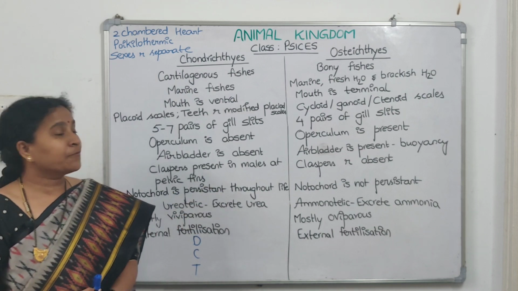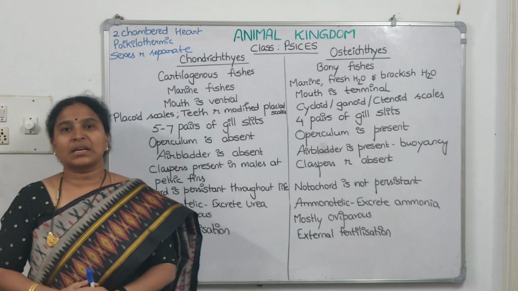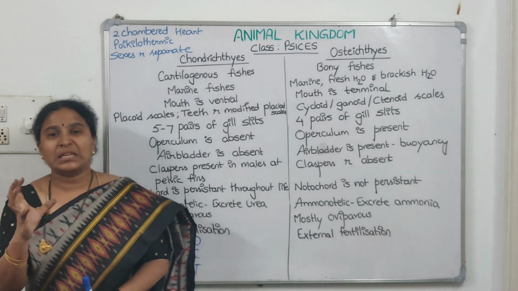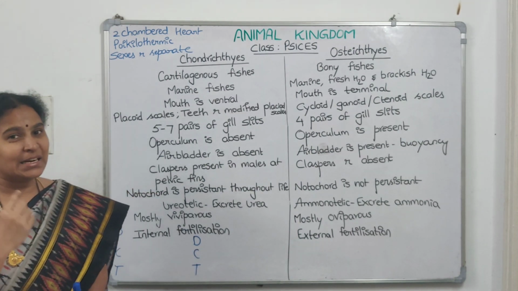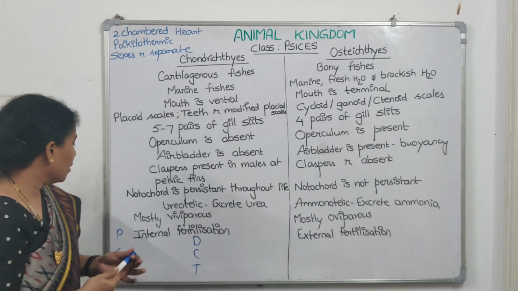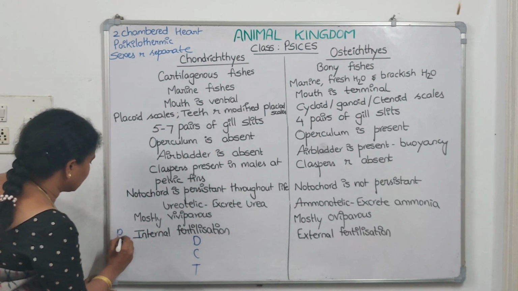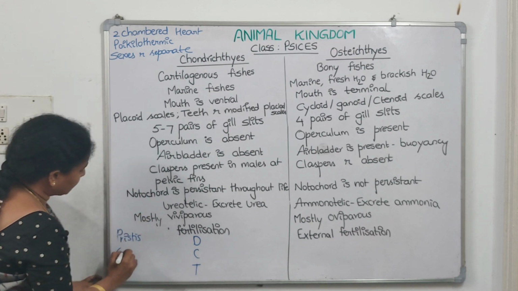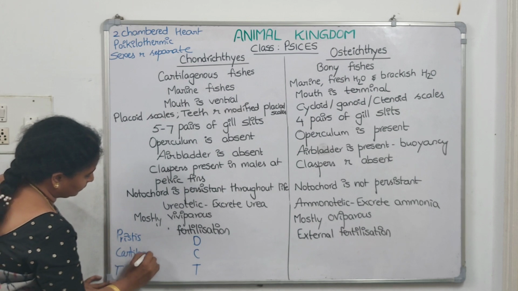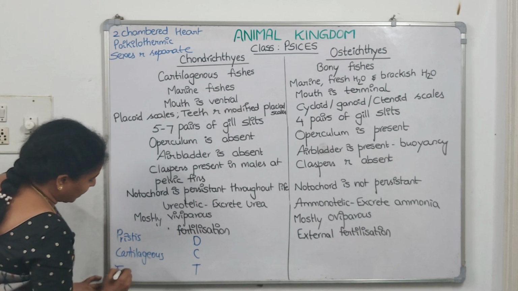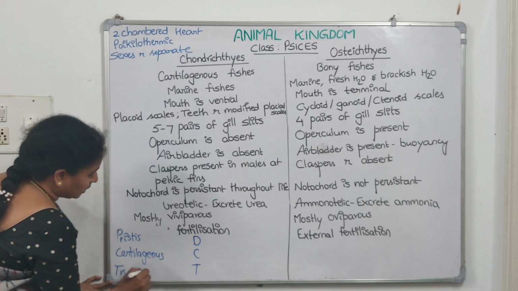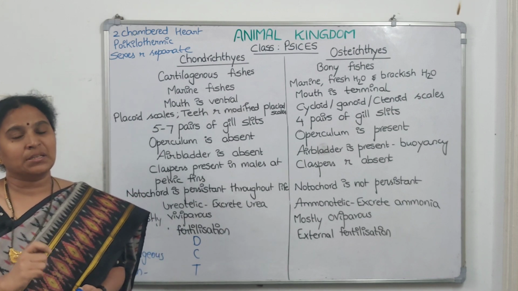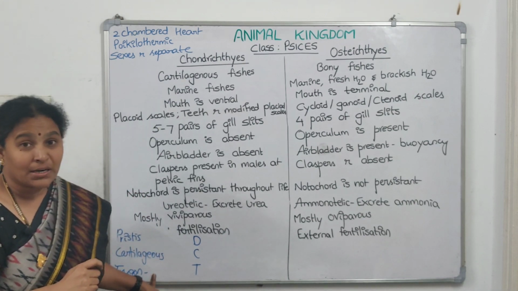Now coming to the examples of Chondrichthyes, the code to memorize them is to remember PCT and DCT. You know a nephron has PCT and DCT, proximal convoluted tubule and distal convoluted tubule. But here it's not proximal and distal convoluted tubule. P stands for Pristis. C stands for Carcharodon. And T stands for Trygon. Now this Trygon is a venomous fish. It has a tail, with which it injects poison and kills fishes. So Trygon is called a stingray.